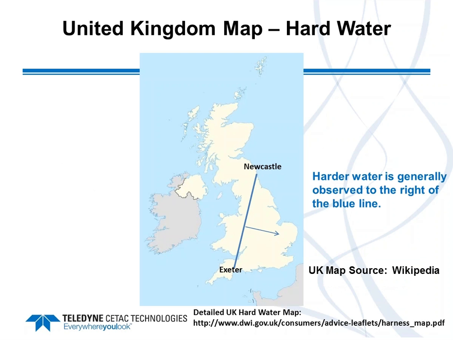So first, we'll look at a number of maps. And again, these are general maps. This is just a UK map with a source from Wikipedia. But this is sort of describing in general the water hardness that is observed in the UK, and drawing a line from Newcastle in the northeast down to Exeter in the southwest. To the right of that line, of the blue line, or the southeastern part of the UK, is generally where there is harder water. At the bottom of the slide, there is a link for a detailed UK hard water map.